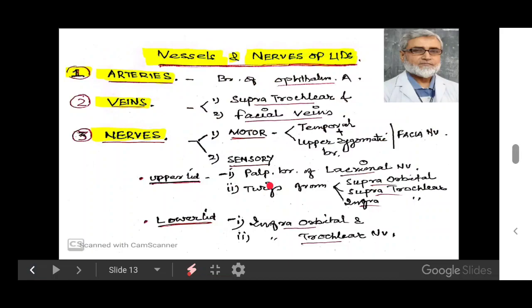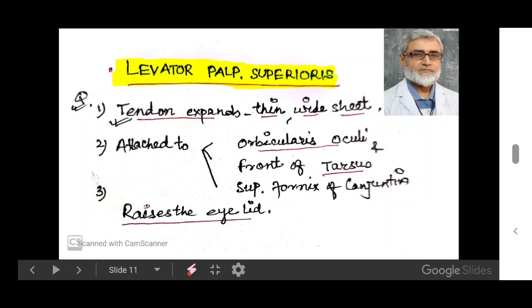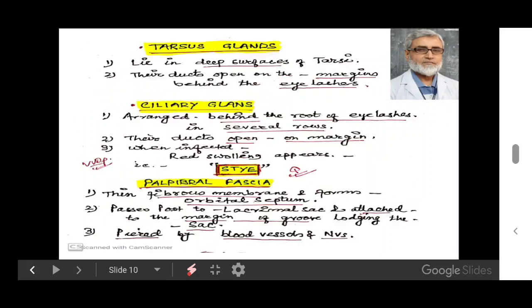Come before this slide, levator palpebrae superioris. Then regarding the palpebral fascia, it is a thin fibrous membrane and forms the orbital septum, passes posterior to the lacrimal sac and is attached to the margin of the groove lodging the sac. The lacrimal sac is very small, lesser than a bean size, situated near the medial canthus of the eye. The palpebral fascia is pierced by blood vessels and nerves.